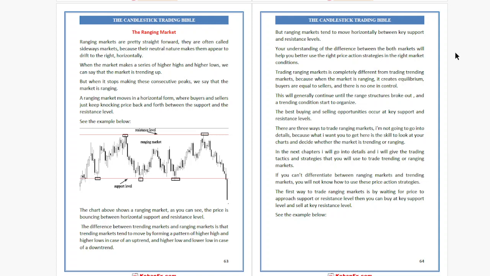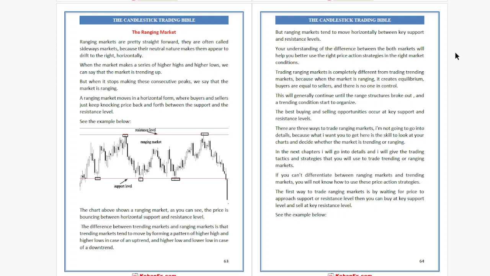See the example below. The chart above shows a ranging market, and you can see the price is bouncing between horizontal support and resistance levels. The difference between trending market and ranging market is that trending market tends to move by forming a pattern of higher highs and higher lows in case of uptrend, and lower highs and lower lows in case of downtrend. But ranging market tends to move horizontally between key support and resistance levels.